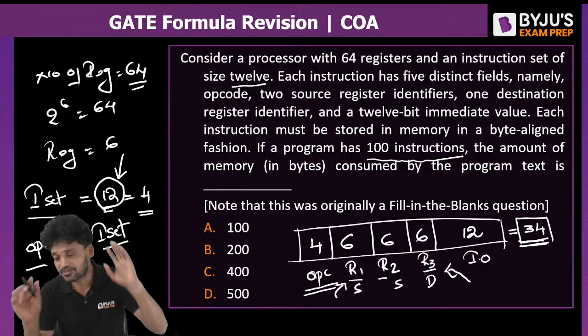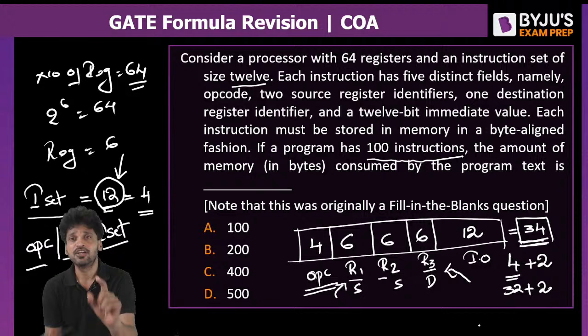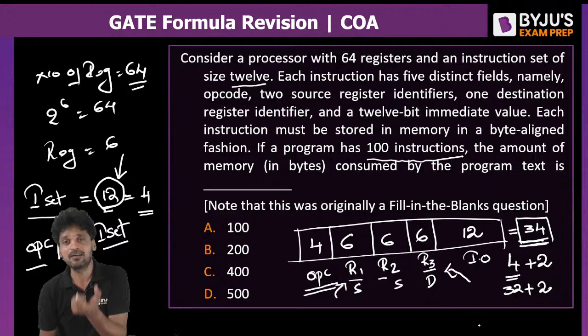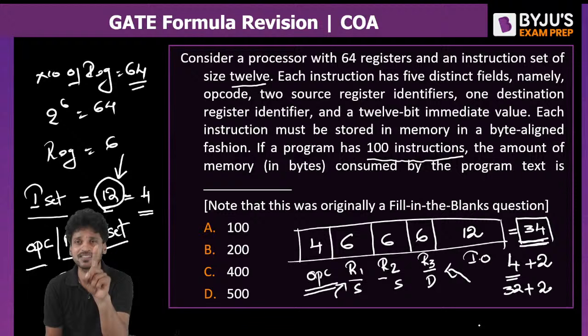I will tell you, for 34 bits, I require 4 bytes plus 2 additional digits, because 4 bytes is equal to 32 bits plus 2 additional digits. Understand carefully and remember this. Even if you have a single additional digit, you need to procure a complete byte, because memory cannot be organized bitwise. Memory will be organized in a byte-wise, byte-aligned fashion. Every memory will be organized by the number of bytes. So even if you want to store a single bit, you need to take a complete byte.